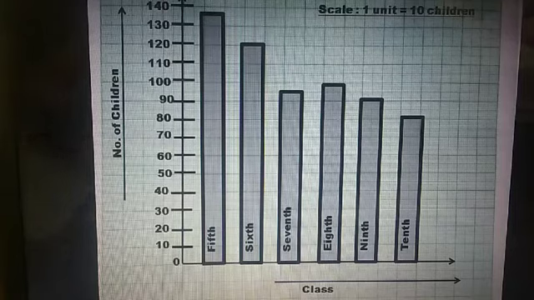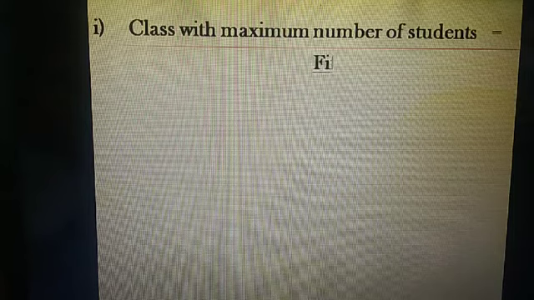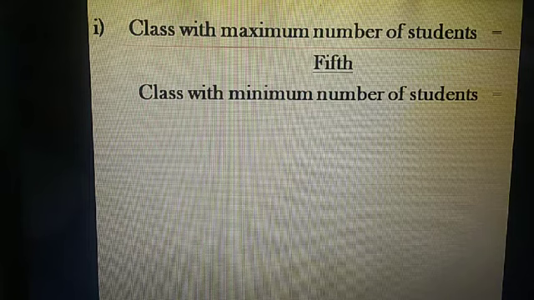Moving to some subparts. Which class has the maximum number of children and the minimum? We can refer to the table or the bar graph. So the maximum is 5th and the minimum is 10th.